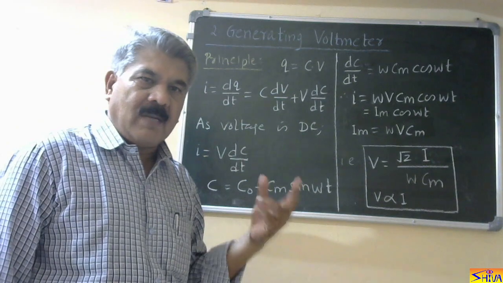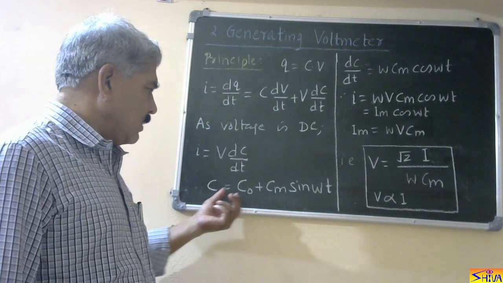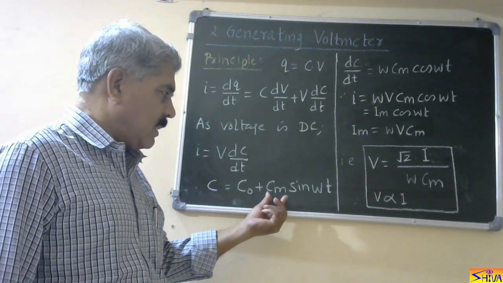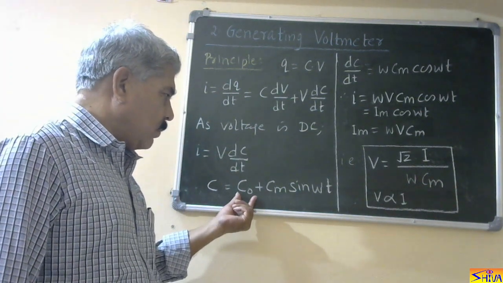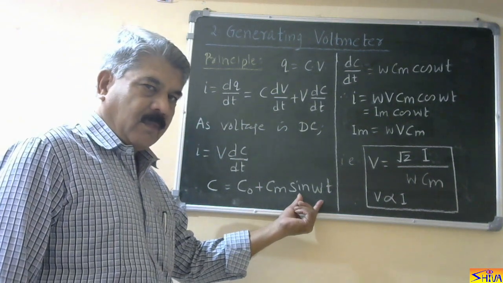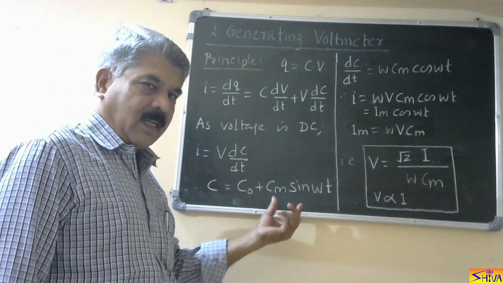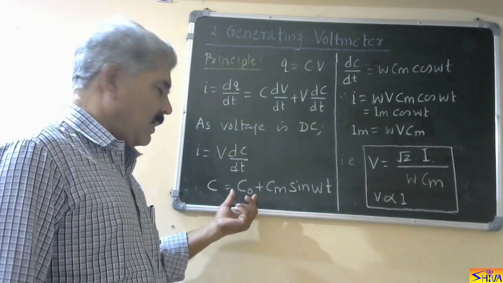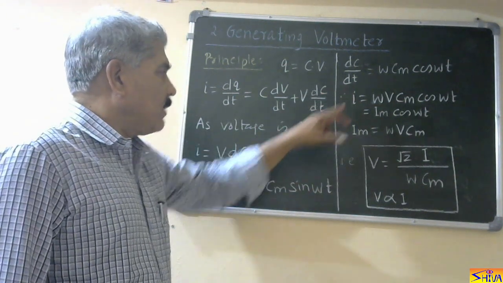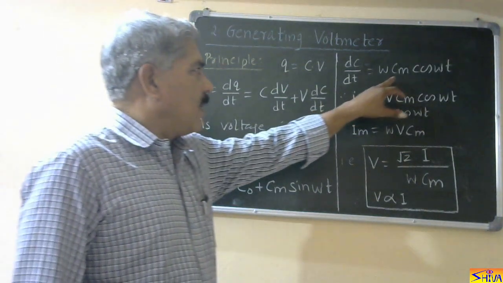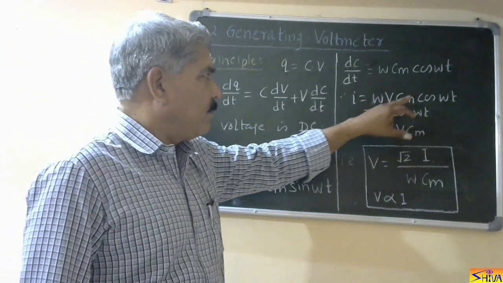Now we want variable capacitance. So let us say capacitance C is varying between values C0 and Cm sinusoidally. I will repeat, it is varying between values C0 and Cm sinusoidally. Normally if we don't take this term, then it is varying between 0 and Cm sinusoidally, but it cannot be 0. So we are varying this capacitance between C0 and Cm sinusoidally. So differentiation of this gives, this will be 0, it will be omega Cm cos omega t. So I will be equal to omega V Cm cos omega t.